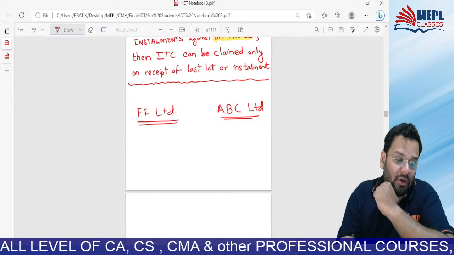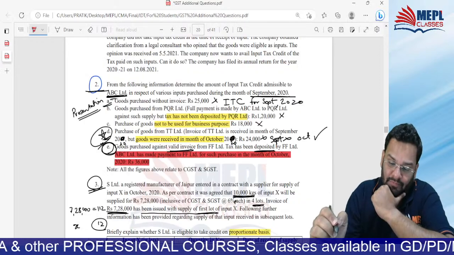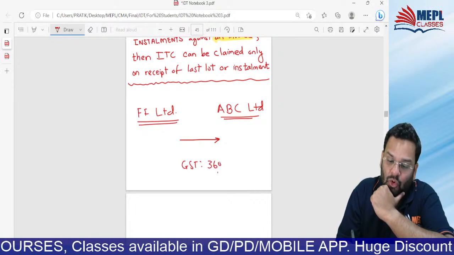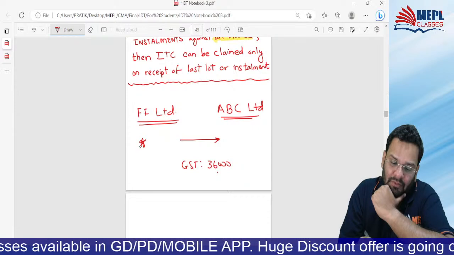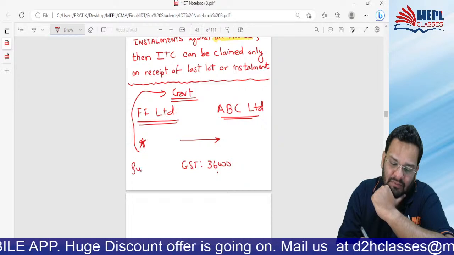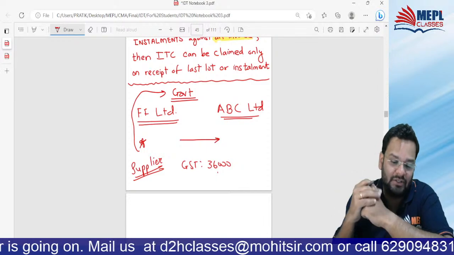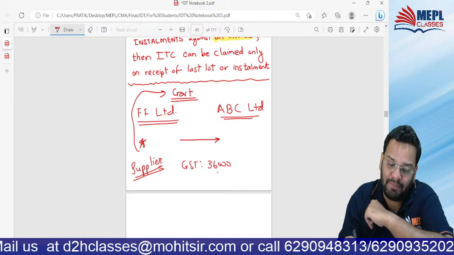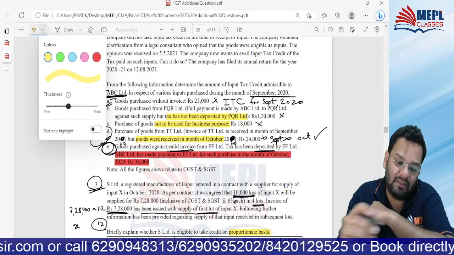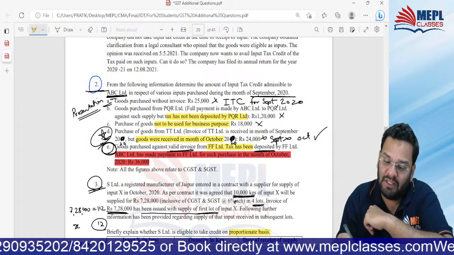who is liable to pay to the government? GST on this is 36,000. Who will pay the GST to the government? This FF Limited will pay to the government, isn't it? It is the supplier. And unless and until given otherwise, there is always a forward charge. So has the supplier paid to the government? Yes. It is given that tax has been deposited by FF Limited.